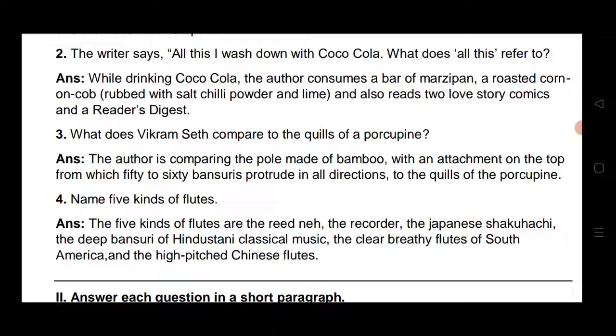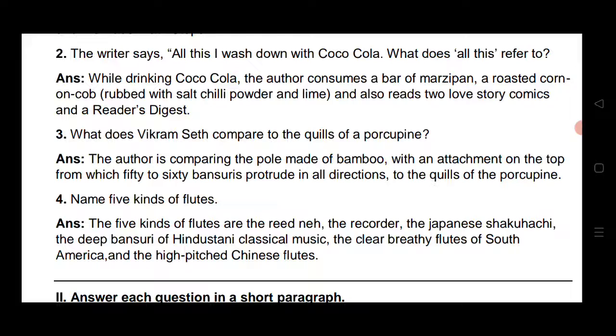Let's see question number 3. What does Vikram Seth compare to the quills of a porcupine? The author is comparing the pole made of bamboo with an attachment on the top, from which 50 to 60 basuris protrude in all directions, to the quills of the porcupine.